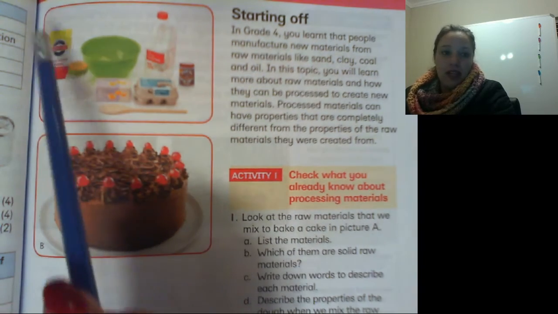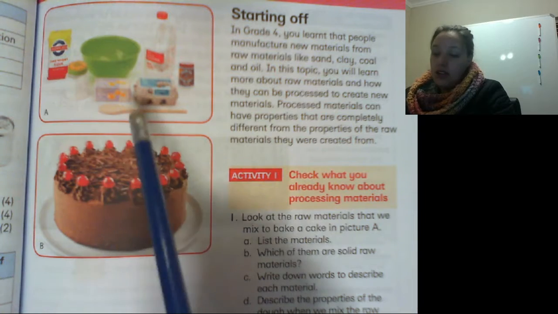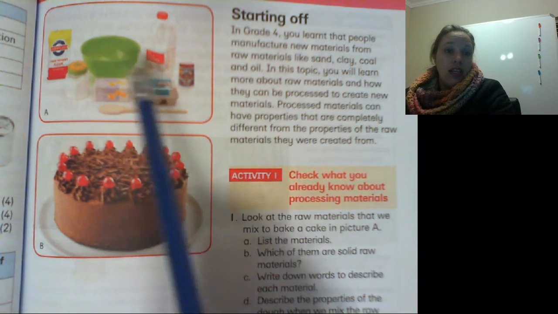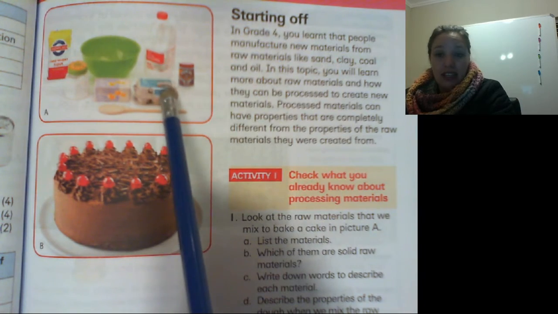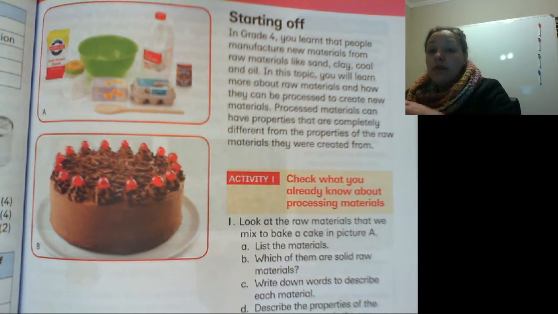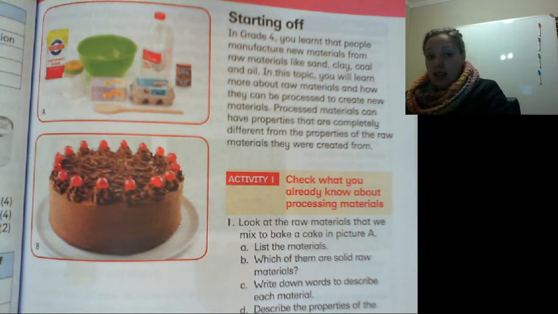Okay, so flour is a powder, so that's a solid. Sugar is a crystal, that's a solid. Okay, butter is a solid. Baking powder isn't solid. Eggs are considered a solid because it is until you break it to let the runny part come out, we consider it to be a solid.